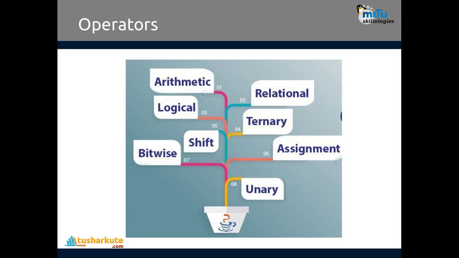There are 8 different categories that operators are having: arithmetic, relational, logical, ternary, shift, assignment, bitwise and unary operators. With the help of these operators, different kinds of operations on the variables and the constants are performed. So as per our requirement, we can choose the operator to perform the operations. We'll see this practically. How do I make use of these operators on variables and the constants?